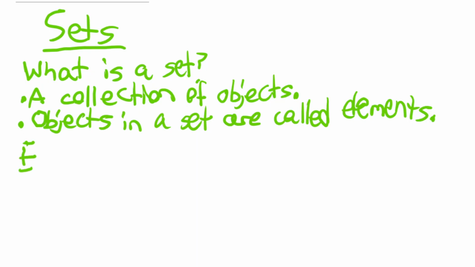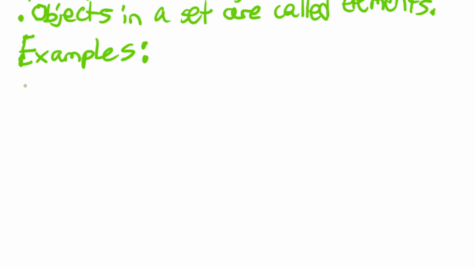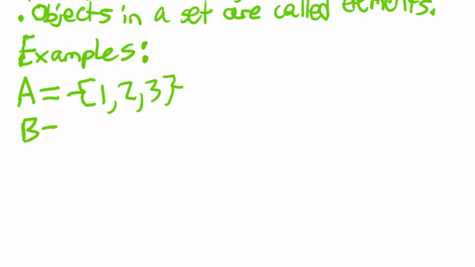So, some examples. This is how a set is normally written. We open some brackets and close them. So this is a set A with the elements 1, 2, and 3. Or similarly, we could have letters inside a set. So this is a set B with elements a, b, c.